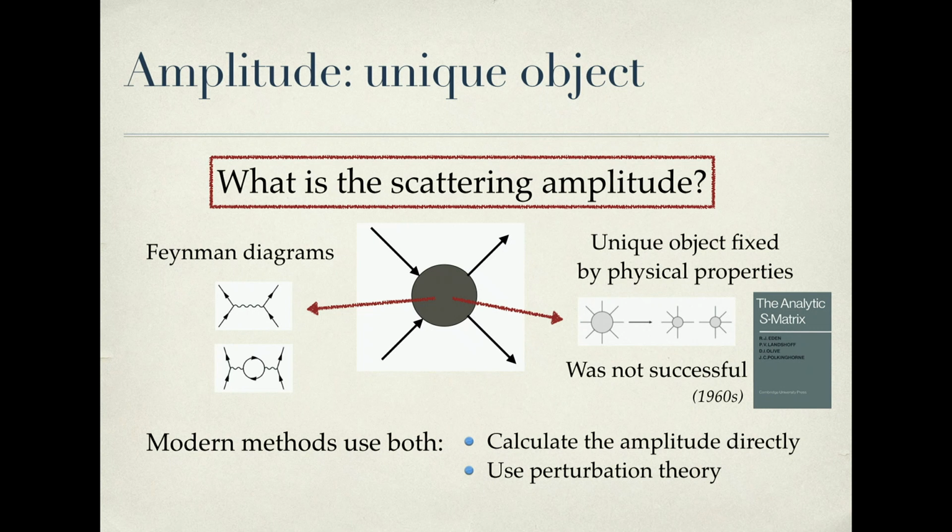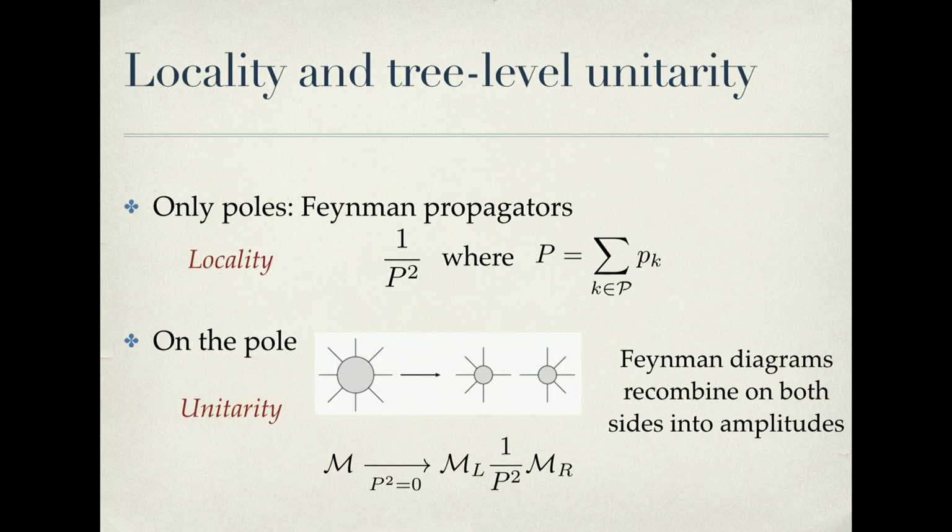The other point of view is the standard approach using Feynman diagrams. And the modern methods actually use both of them. They use perturbation theory on one side, but try to calculate the amplitude at a given order in perturbation theory directly, not using Feynman diagrams, but trying to fix it completely using certain properties, using constraints.